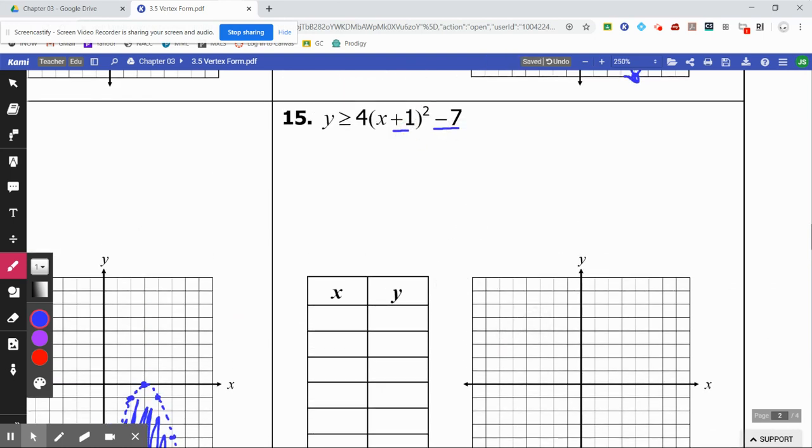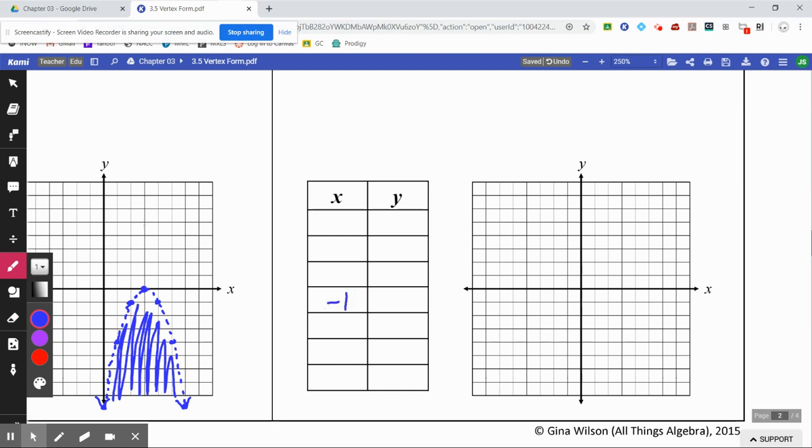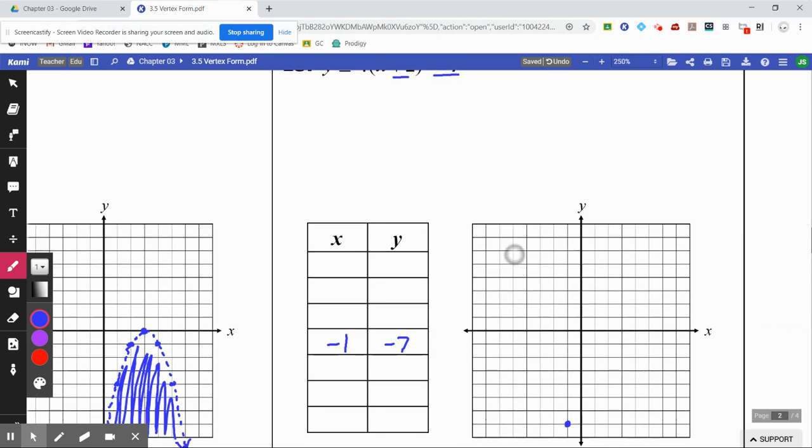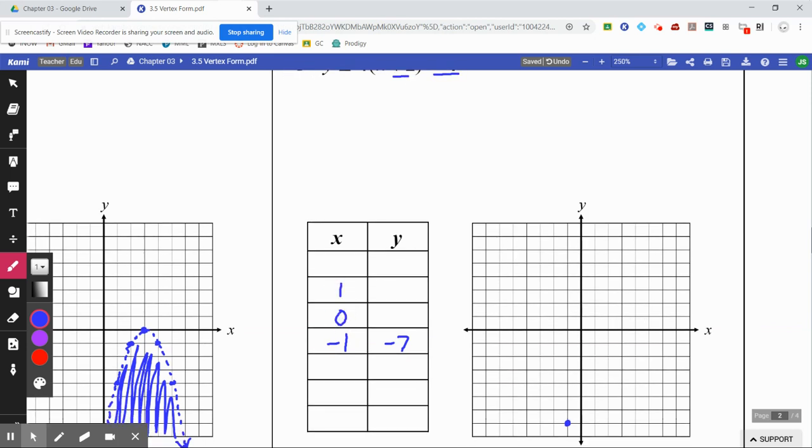And the next one, transformation, left 1 down 7. That's your vertex. Left 1 down 7. -1, -7 is your vertex. So left 1 down 7, I believe, is right there. Now let's pick some points on each side. We can go up 1, that'd be 0, 1, and 2, and down 1 be -2, -3, and -4.